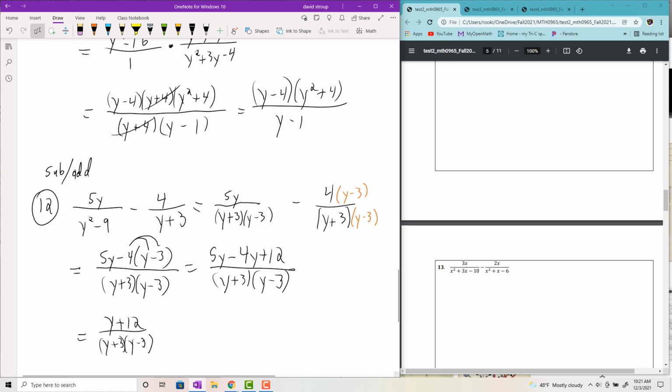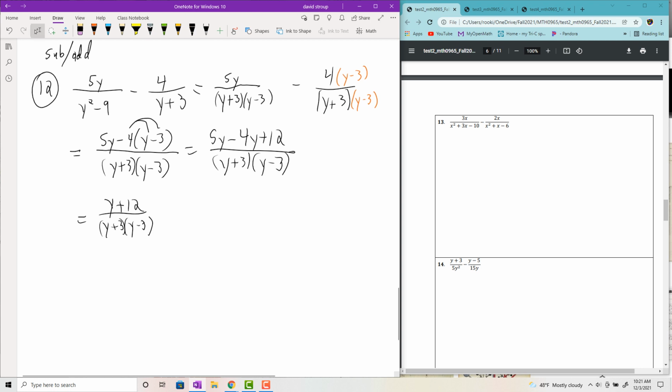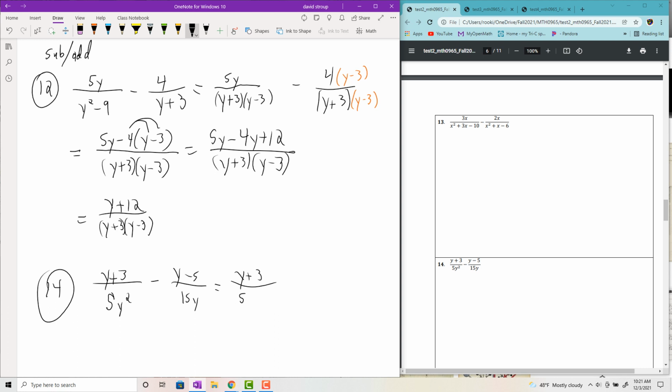Okay. Let's look at another one of those. Try, I guess, 14 there. So I have y plus 3 all over 5y squared, and then minus y minus 5 all over 15y. Okay, so you can factor the denominators if you need to. This is 5 times y, minus y minus 5 all over 15 is 3 times 5, and then there's a y. And then you're multiplying in to make the denominators look the same. So the first denominator is missing a 3, so I need to multiply top and bottom by 3.